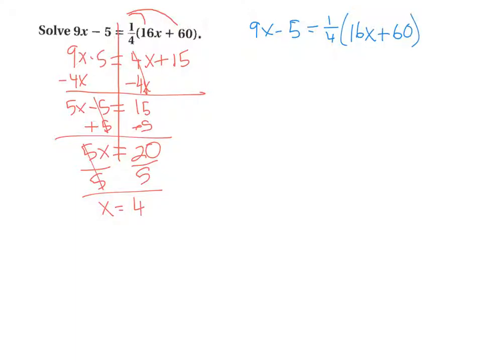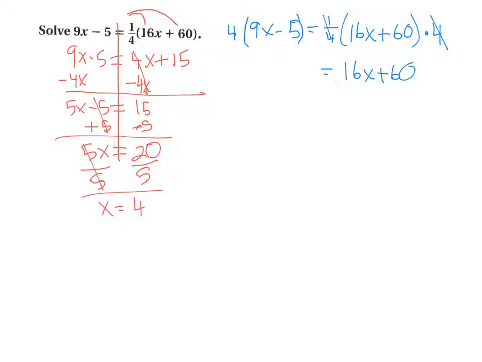Another step that we could have done to start this problem is, instead of distributing that 1/4, we could have eliminated it before we do anything else. 1/4 is a fraction. I can multiply both sides by the reciprocal. The reciprocal of 1/4 is 4. Now, if I'm going to multiply this left side by 4, I've got to put parentheses here. So on the right side, 1/4 times 4, those are both going to cancel out because 1/4 times 4 equals 1. So on the right side, I now have 16x plus 60.